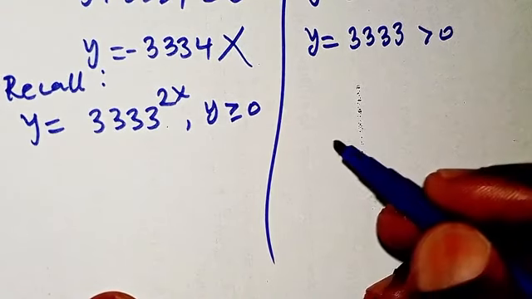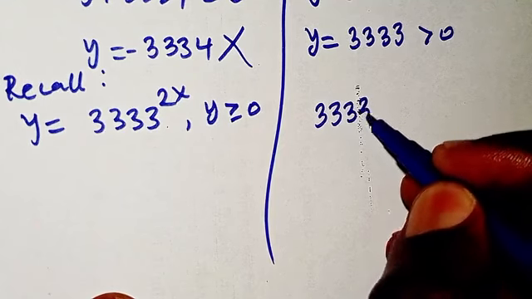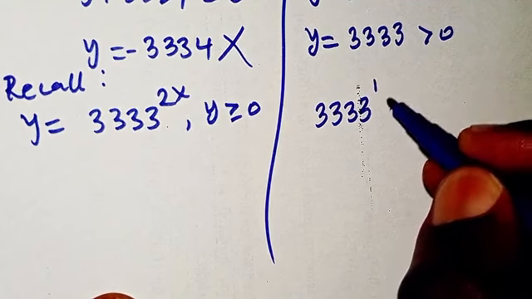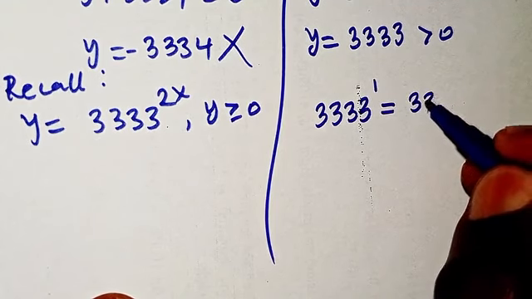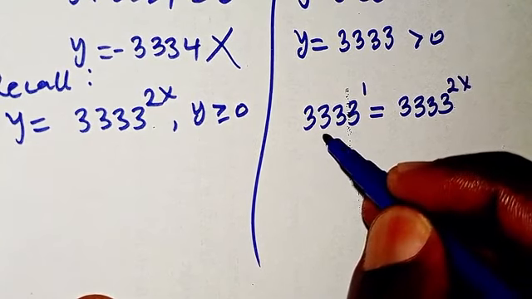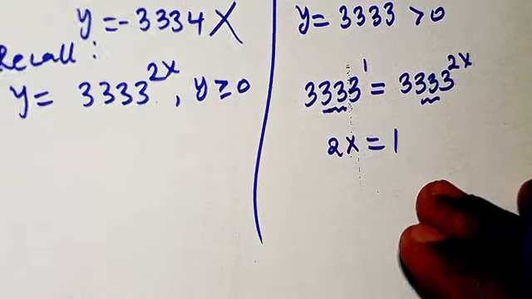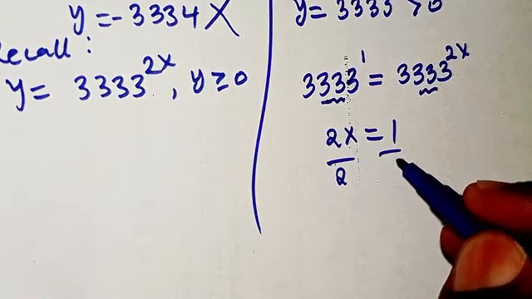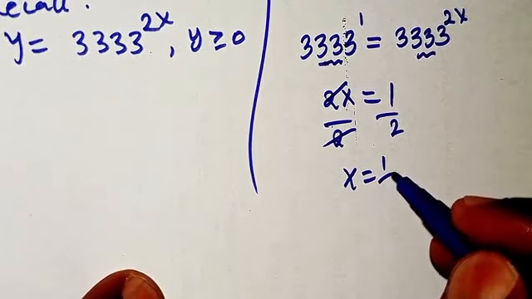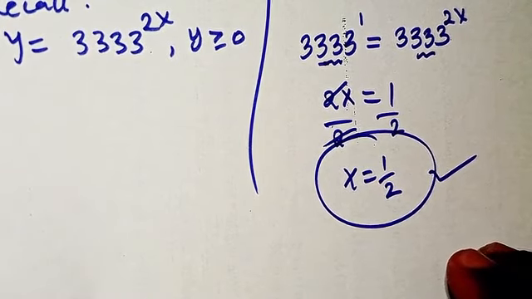This one is greater than 0 actually, so therefore we're going to have 3, 3, 3. We can write it as power 1 equals 3, 3, 3, 3 to the power of 2x. So since the bases are the same, therefore the exponents are said to be equal. We have 2x, we divide by 2, this will cancel this, then we have x to be 1 over 2, which is our solution. That's what we are looking for.